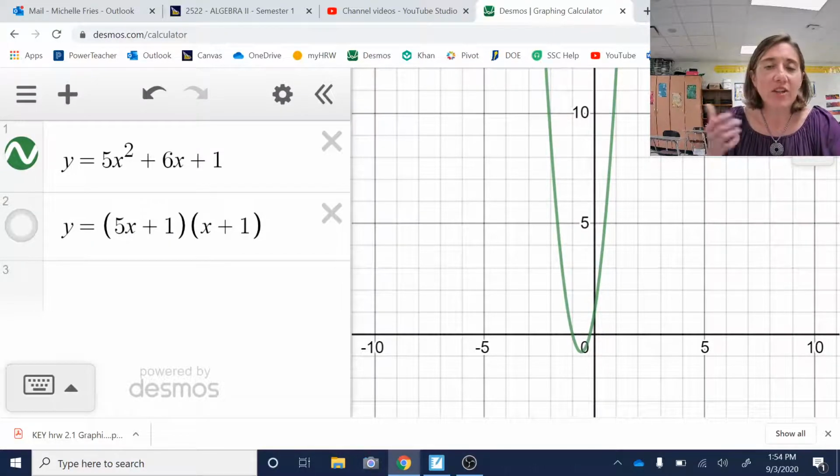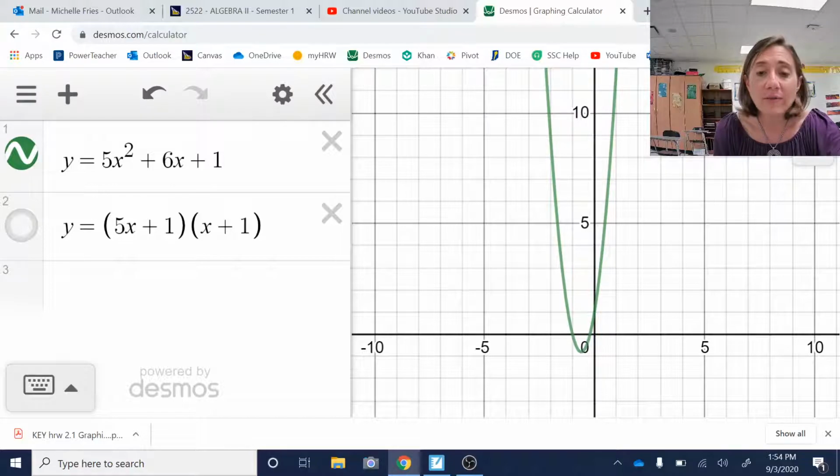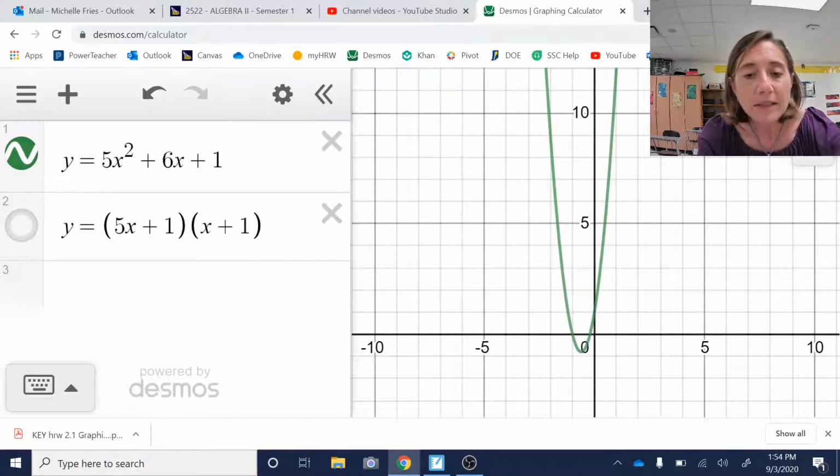Not the easiest thing to graph by hand. We would find the vertex using negative b over 2a. That gives you an x value. Plug it in to find the y value, and then find points to make the graph. I know you don't love graphing like that. A lot of you are better at factoring quickly than graphing by hand. So once you have it factored, those factors are going to match up to something in our picture.